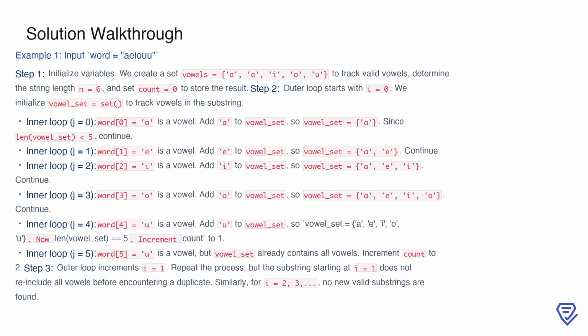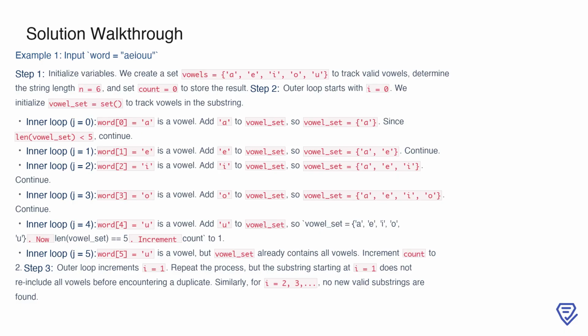To solve this problem, we start by initializing a few key variables. First, we define a set, vowels, containing all the vowel characters, a, e, i, o, and u. Next, we determine the length of the input string, which in this example is 6, and initialize a variable count to 0. This variable will keep track of the number of valid vowel substrings.